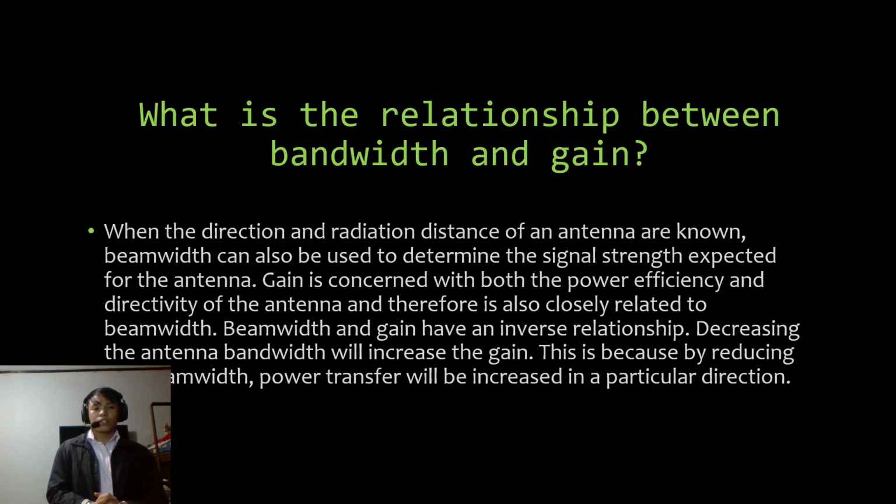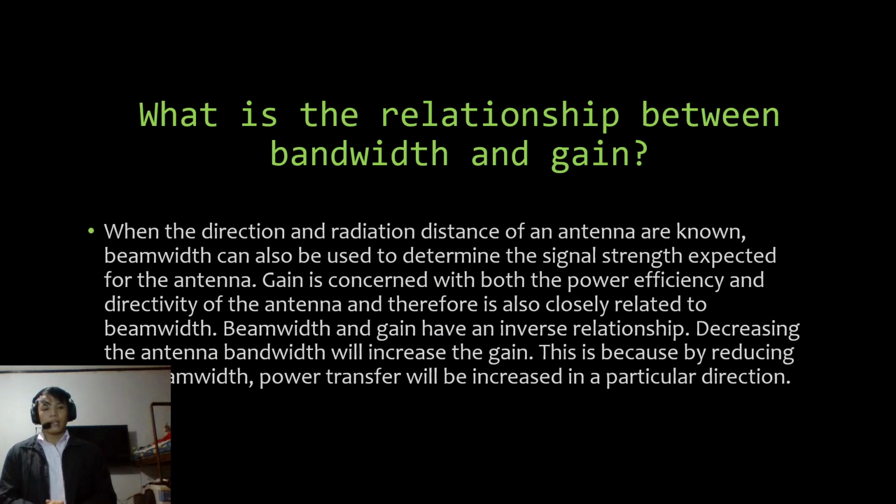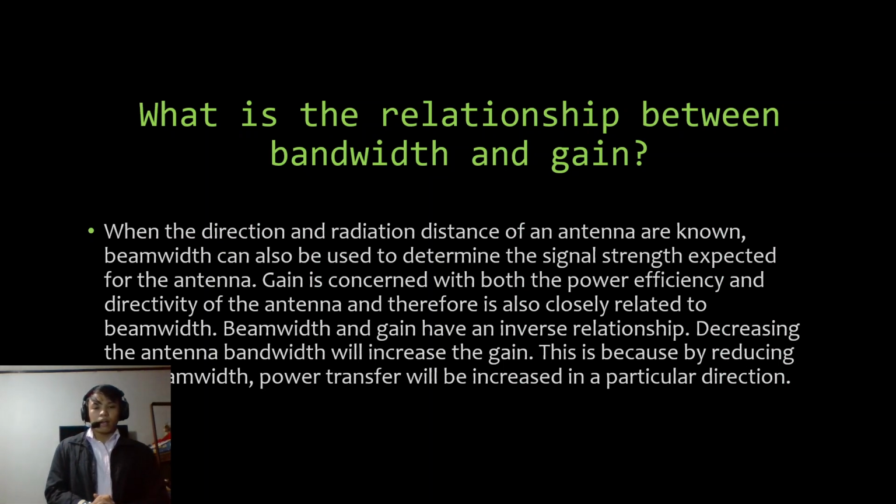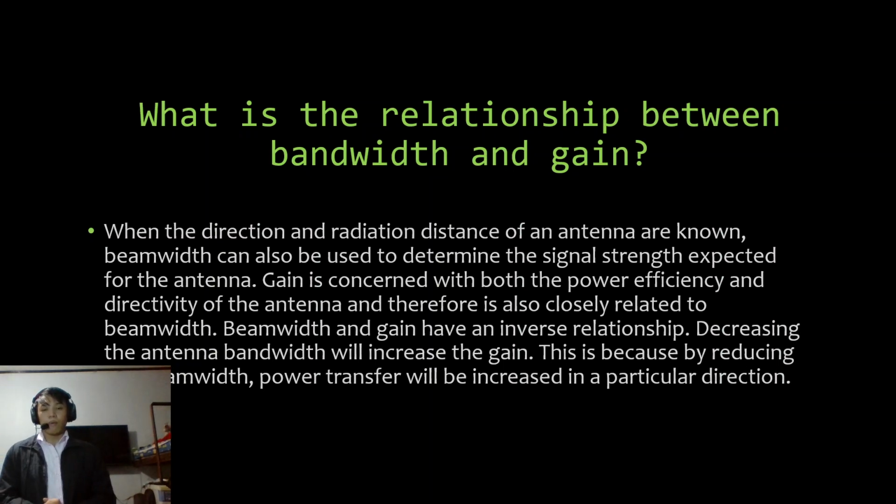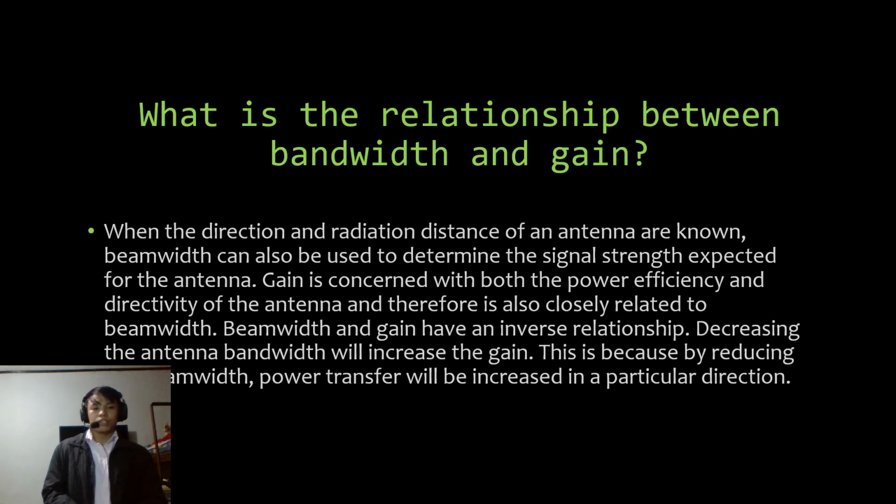So, what is the relationship between beam width and gain? When the direction and the radiation distance of an antenna are known, beam width can also be used to determine the signal strength expected for the antenna. Gain is concerned with both the power efficiency and directivity of the antenna, and therefore is also closely related to the beam width. Beam width and gain have an inverse relationship.